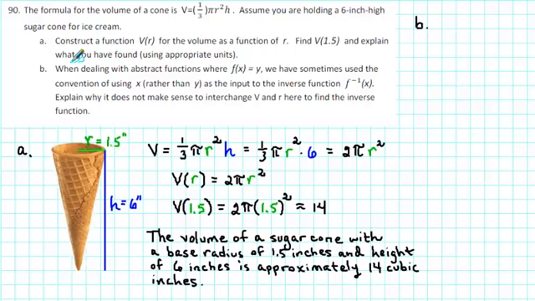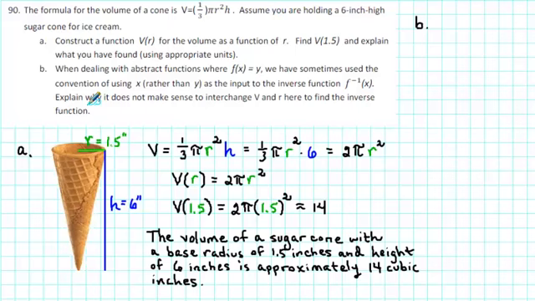Let's move on to part B. When dealing with abstract functions where f of x is equal to y, we have sometimes used the convention of using x rather than y as the input to the inverse function f inverse of x. Explain why it does not make sense to interchange V and r here to find the inverse function.